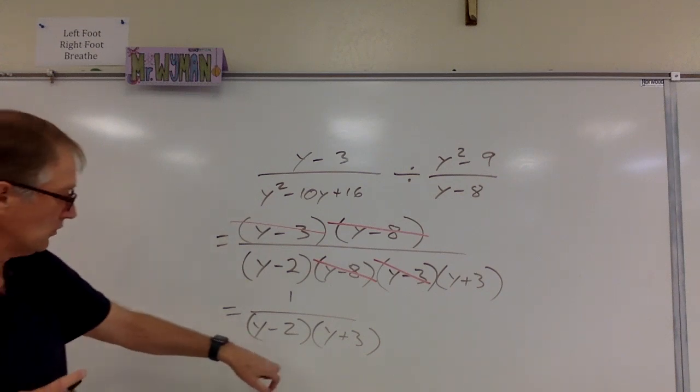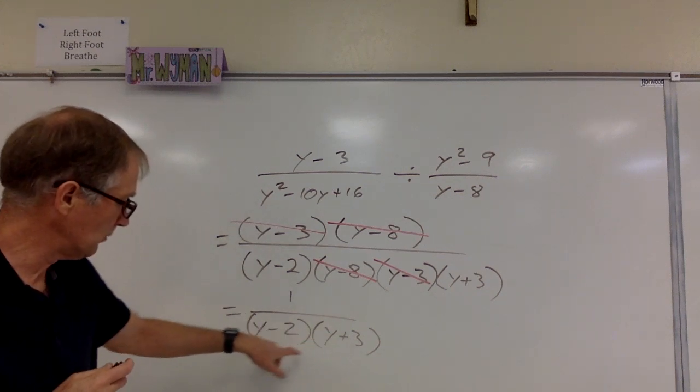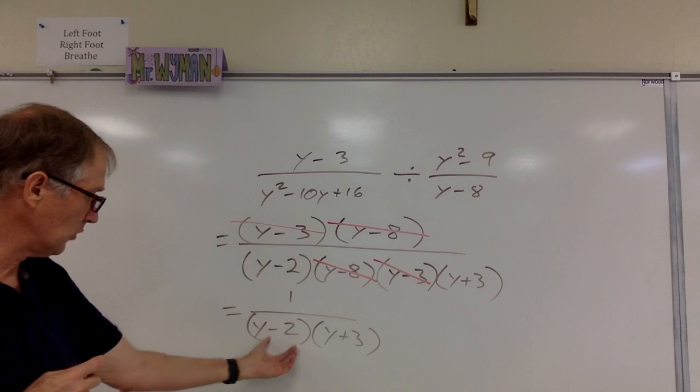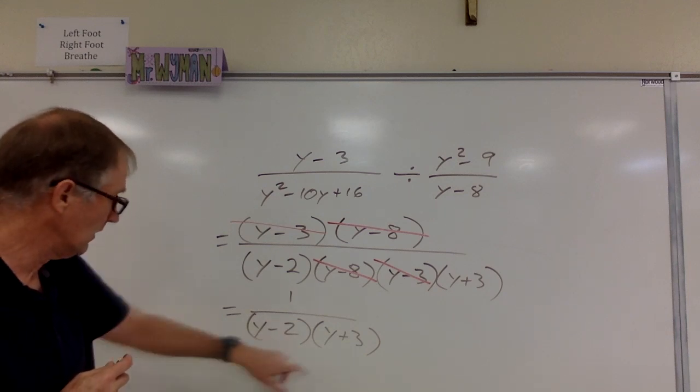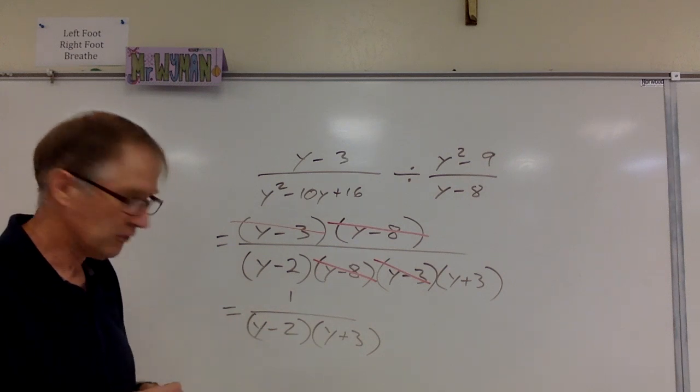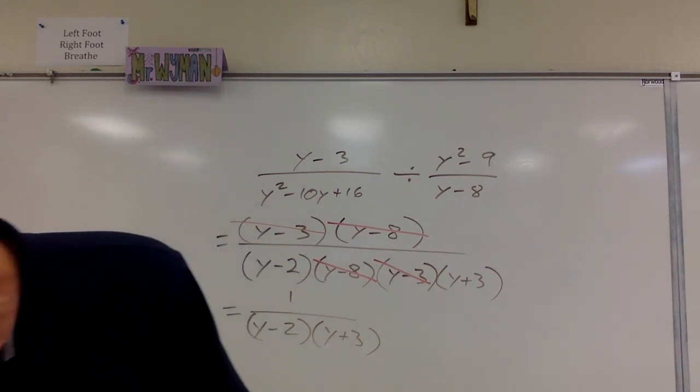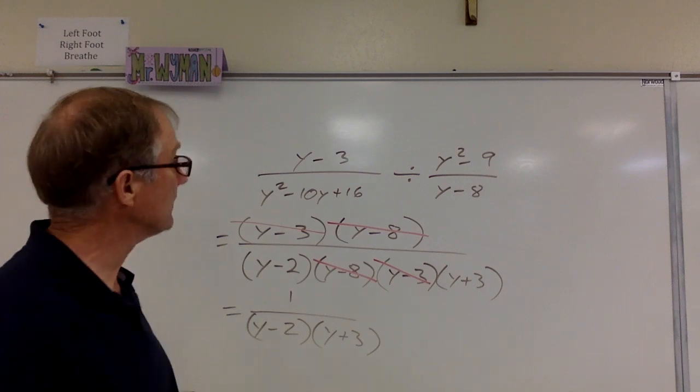If we ask for excluded values, set each of these terms equal to 0. The excluded value here would be y equals positive 2, because 2 minus 2 is 0, and that was excluded, or negative 3. Those are excluded values. But we are finished with this section. All right.